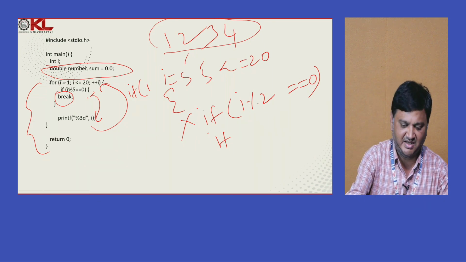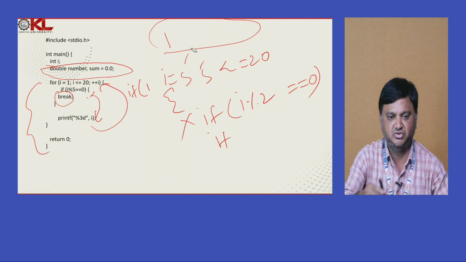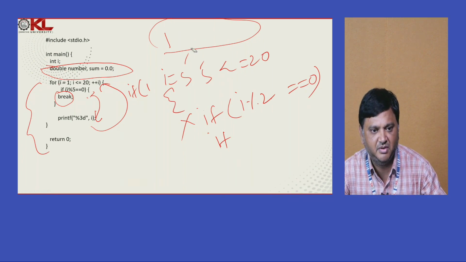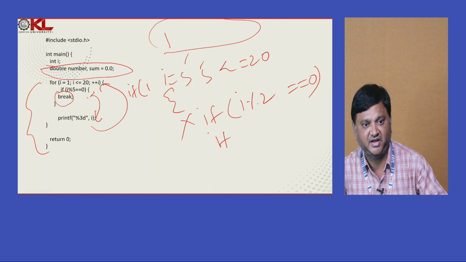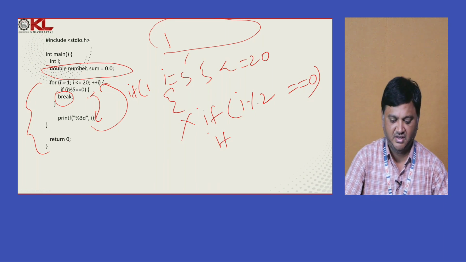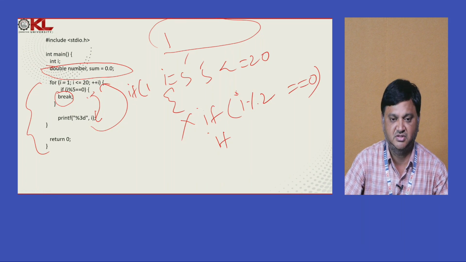Yes, my dear students, your answer is right. Most of the students have the solution in mind. Sir, only one will be printed on the screen. Then what about 2, 3, 4, 5, etc.? Yes, because you are writing a condition i modulus 2 equals 0.